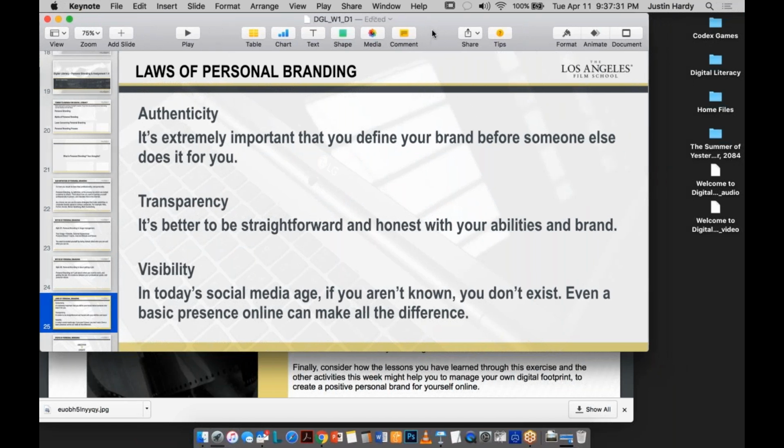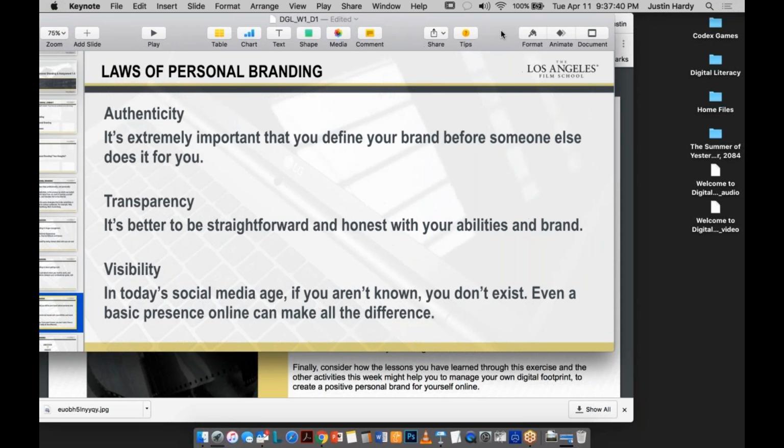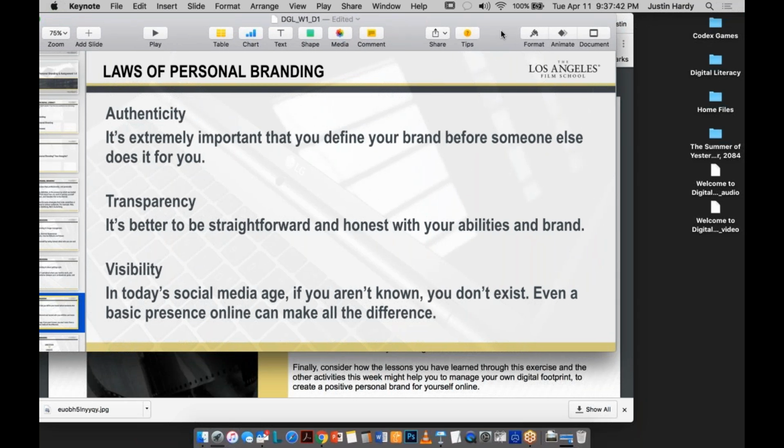So here are a couple of laws about personal branding that we'd like you to keep in mind just as you're working and developing your own personal brand. Authenticity is something that you want to hold near and dear. It's really important that you define your personal brand before someone else does it for you.